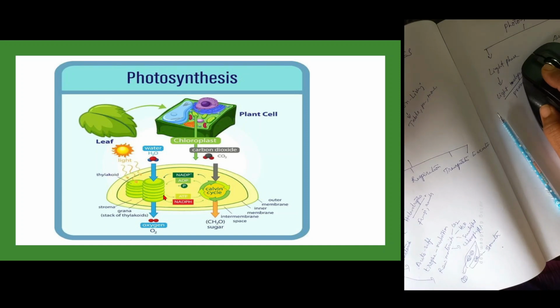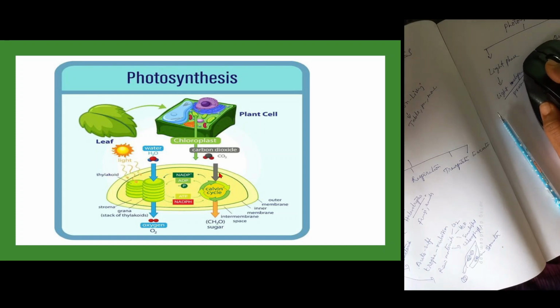Whatever the energy is produced here, NADP is an electron carrier. It converts into NADPH. This NADPH takes that hydrogen ion to the stroma region. Already the carbon dioxide from the stomata goes and reaches the stroma region. So up to this phase is called the light phase. The formation of energy is up to the light phase. But here the food is not prepared.